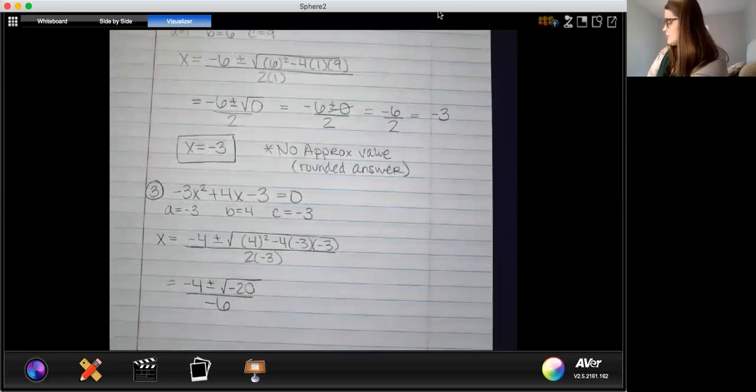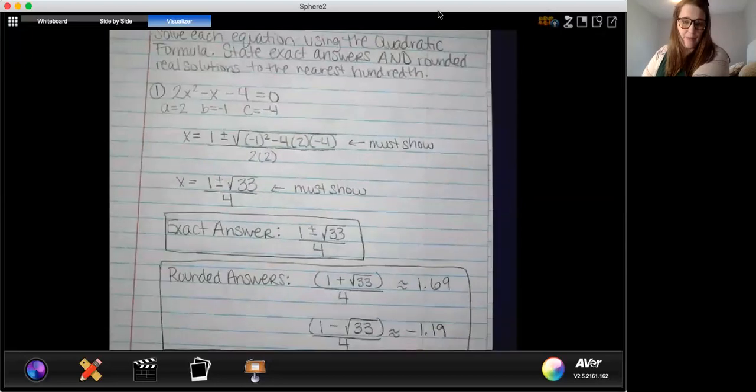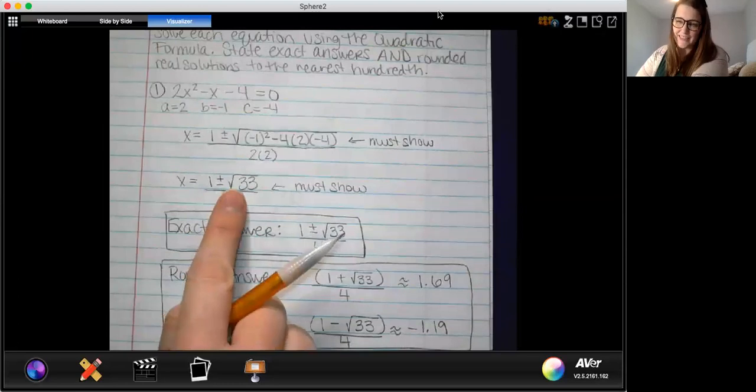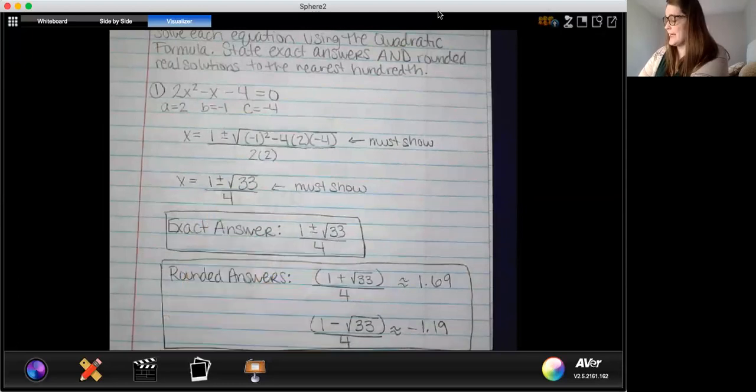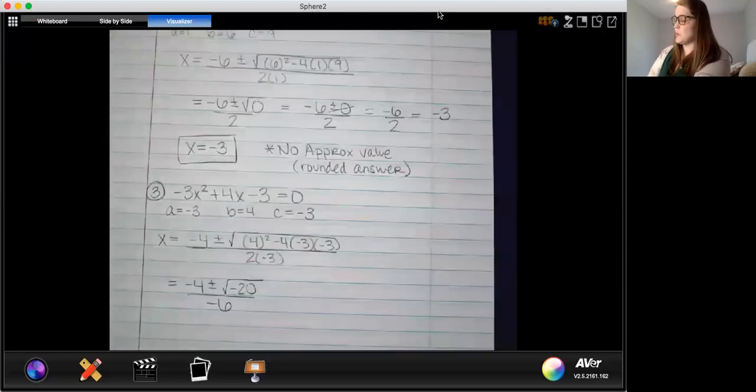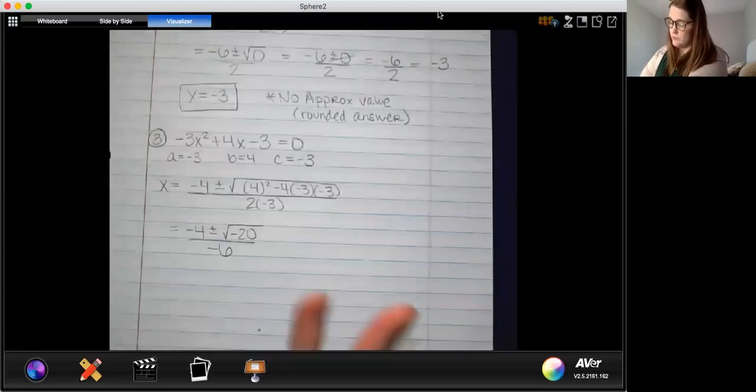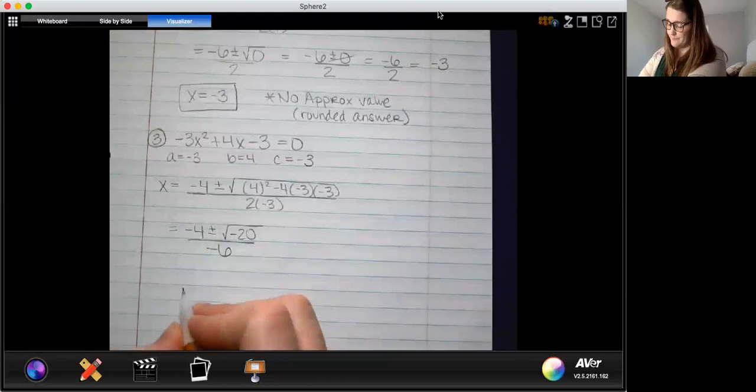In our first example, we got 33, which we didn't really discuss, and that's kind of my bad. We didn't discuss that one can't simplify. There's no perfect factor that can. But we do know that 20 has a perfect factor. It also has a negative in there, which means that we're going to have imaginary numbers. So we need to show the step of simplifying that.